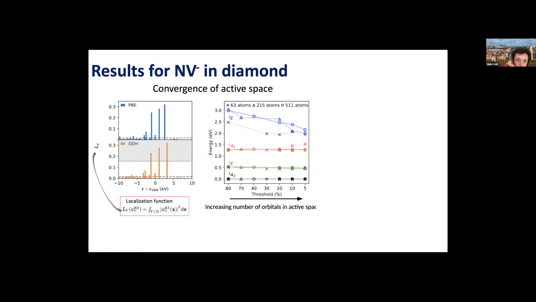So the question is, how many of those localized states and resonant states do I include in my active space? I count the number of localized states with this localization function. Then I do a convergence of the energy of my many-body states as a function of the number of localized states that I include. For some of the states, I am converged very quickly. For some, I need much more. But the convergence is done as a function of the number of single particle states that I put in my active space.